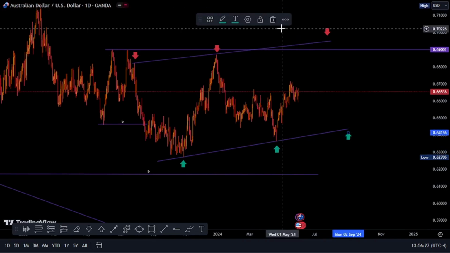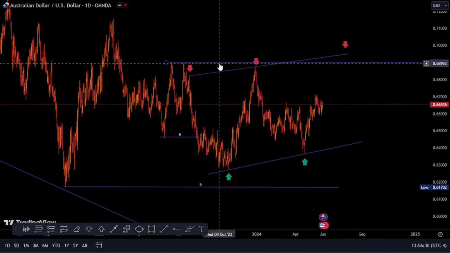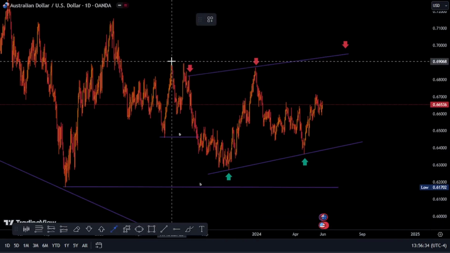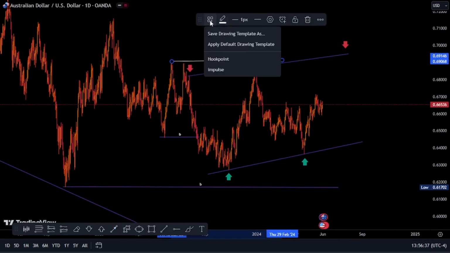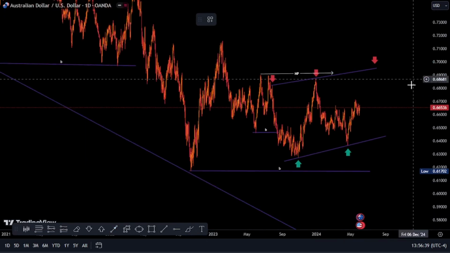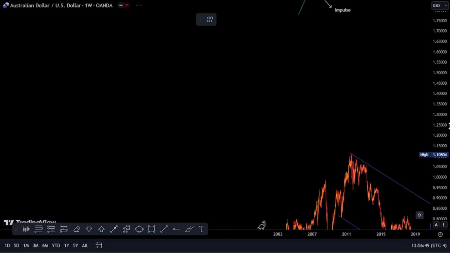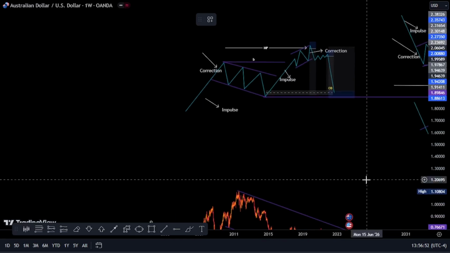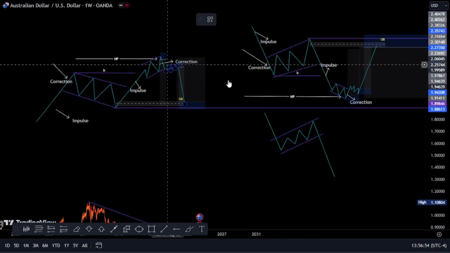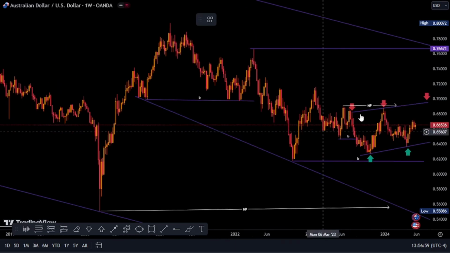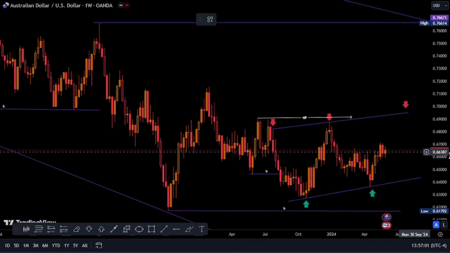You understand? So we remove this. And then this one, this is what we call our hook point. You understand? This is what we call our hook point. Let me show you. This is the hook point. Okay, this is what we call our hook point.